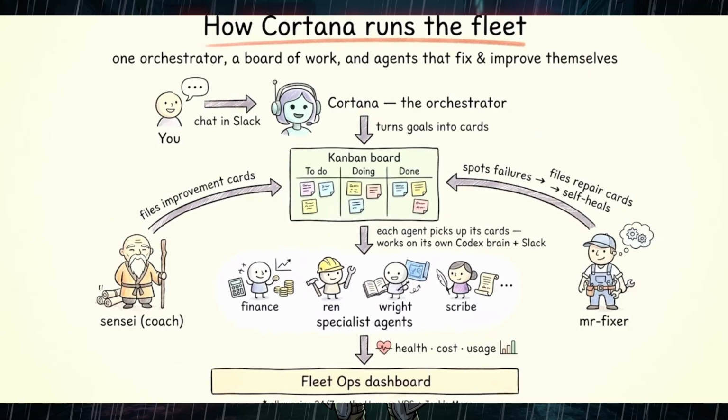And then you have your Sensei on the side that files all the improvements based upon like, okay, finance could do this better, Ren could do that better. And then Mr. Fixer, who fixes any kind of spot problems or failures. So what will happen is Scribe here will go, I've lost access to Gmail, Mr. Fixer. Mr. Fixer goes, okay, I'll go and fix that. Gmail access is now fixed. You can now go back and finish your doing task to done. And then Cortana can check it to make sure it's happy and meets my criteria.